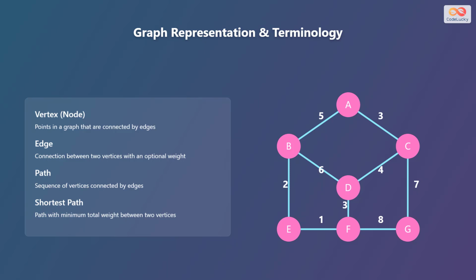In the diagram, we can see a visual representation of a graph with vertices labeled A through G. The lines connecting these vertices are the edges, and the numbers along the edges indicate their weights.